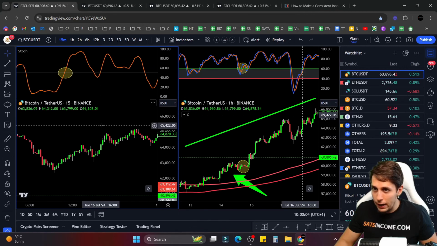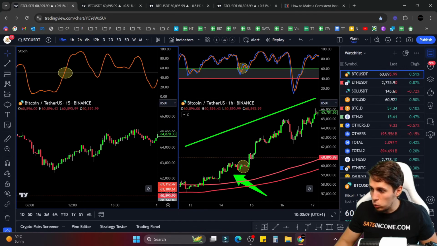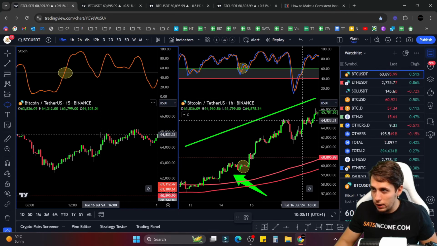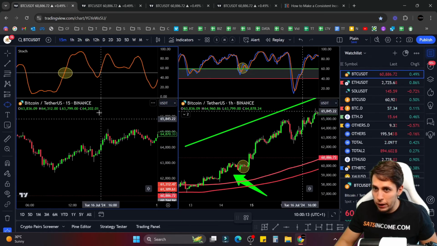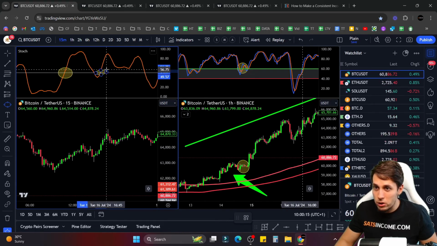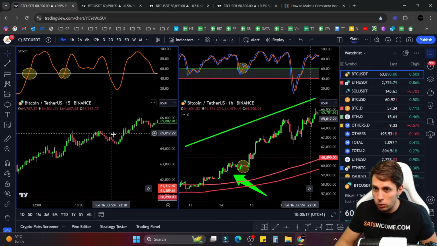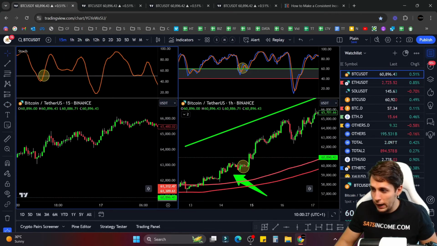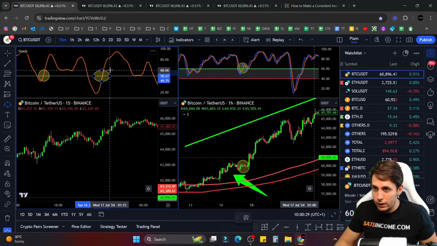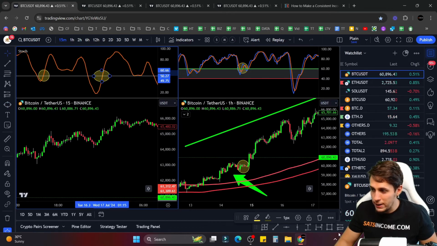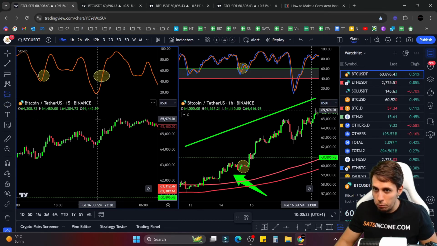Then we got another signal right here, and the stochastic was, let me see, it was still in the bear control zone, in the neutral, it was actually in the neutral zone right here, so we were not going to take this signal. But then we got another one right here, which we were going to take. So let's see how did this one play out.